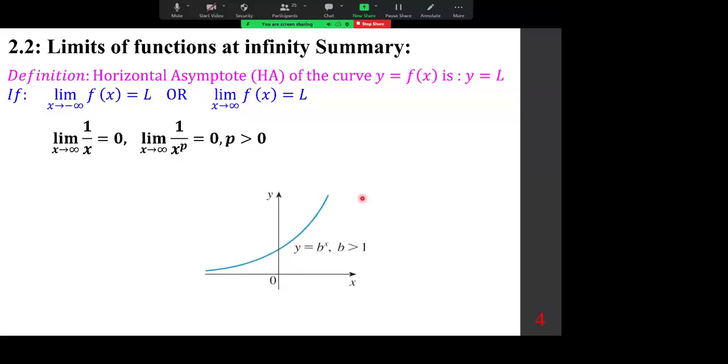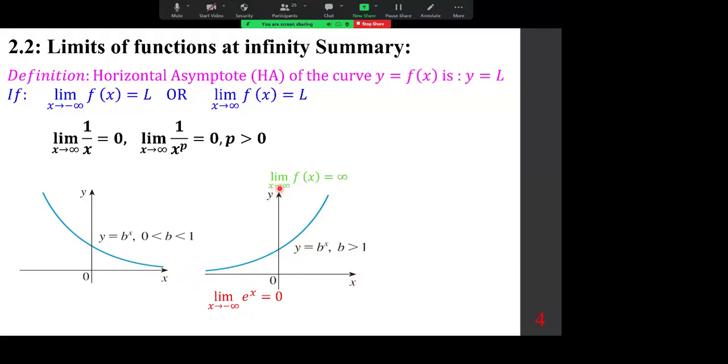So if you look at this function, it's a familiar function. It's an exponential function, y equals b to the power of x. With b larger than 1, you have exponential growth. When b is between 0 and 1, you have exponential decay. In this case, the limit of e to the power of x as x approaches negative infinity becomes 0, or y equals 0. The x-axis becomes the horizontal asymptote.